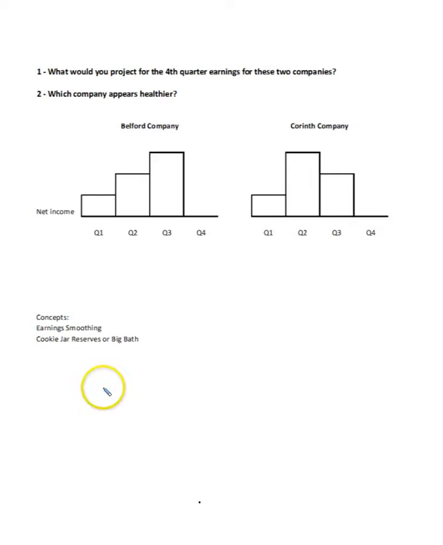In Chapter 4, we're going to look very closely at the income statement. And getting started with that, I'd like us to look at the diagram that I have in front of you. We have two companies, Belford and Corinth, and I'm showing a diagram of their quarterly earnings, so a very visual sort of thing. So if you were looking at these companies, what would you project the fourth quarter earnings to be based on the diagrams? If we look at the first company, we can see there's been steady growth. We would somewhat anticipate that in the fourth quarter, that would continue, right?